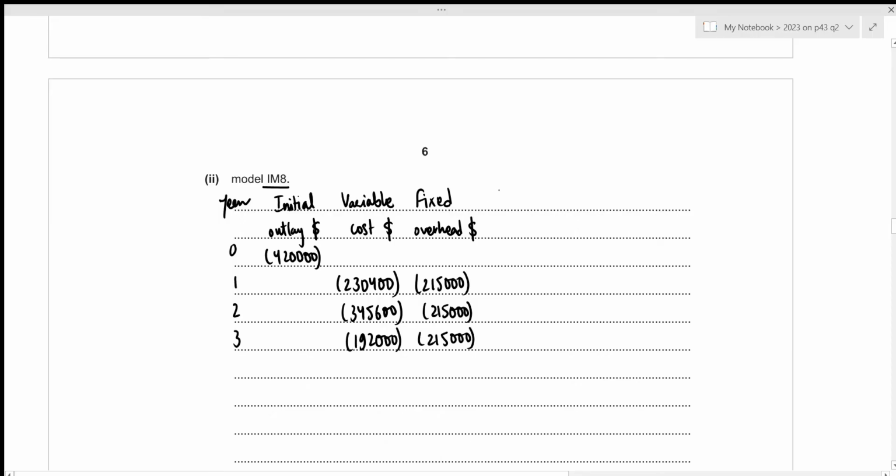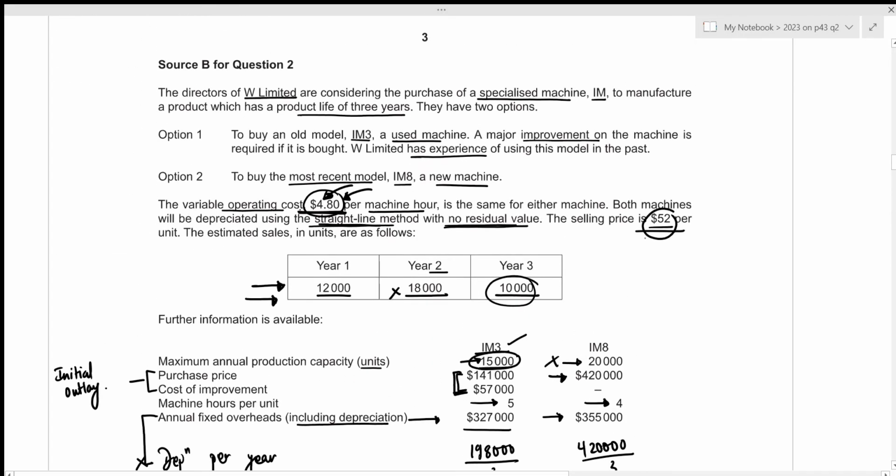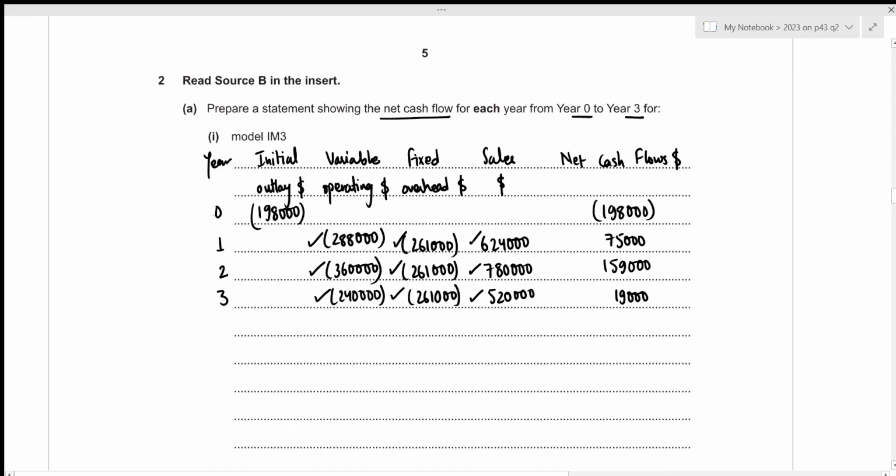And the final thing that we need to include will be our sales value. And the selling price per unit is 52 for both of these methods. So we can just incorporate the selling price that we included within the first part for year 1 and year 3. But we cannot do the same for year 2 because this included 15,000 units rather than 18,000 units.